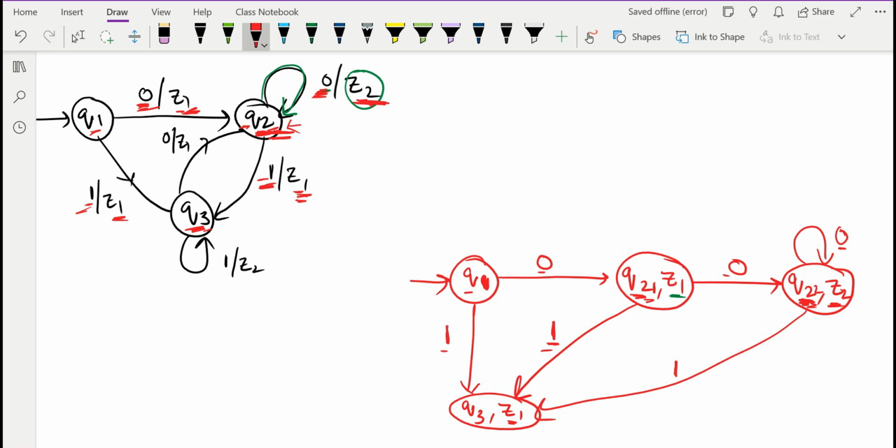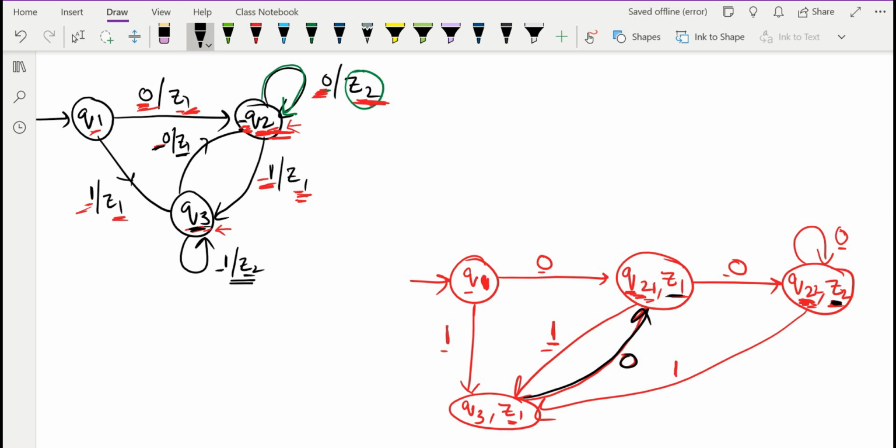So this is completed. Now coming to Q3: on receiving 0 I am going to Q2 with output Z1, not with Z2. Remember this. So I will draw this transition with Z1 only, not with Z2. And one more transition is available: Q3 on receiving 1 is going to Q3 with output Z2.